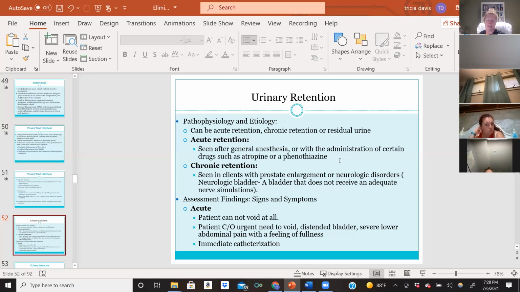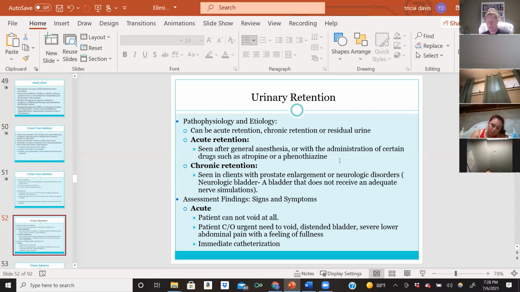Let's see. So assessment findings for acute retention. Usually the patient cannot void at all. They'll feel like they have to go. Sometimes they won't feel like they have to go at all. They'll sit. For men, we can try different positions for them. Men always pee better standing up. It is very, very hard for them to pee sitting in bed. It's just not anatomically correct. It doesn't work for them. Some people can do it, but it's not ideal.